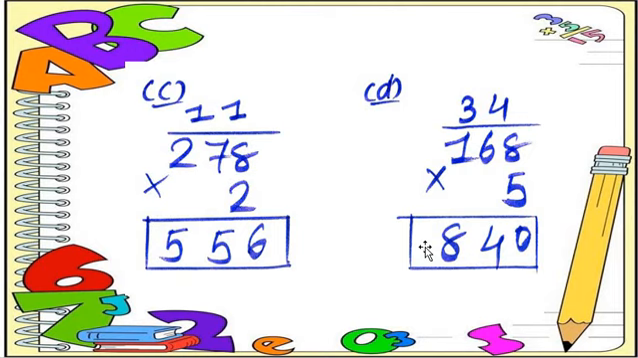And students, today's homework is what? Exercise number 4D, question number 1, question number 2, and question number 3. You have to write in your fair book one time. Understood? And one time in your rough book.